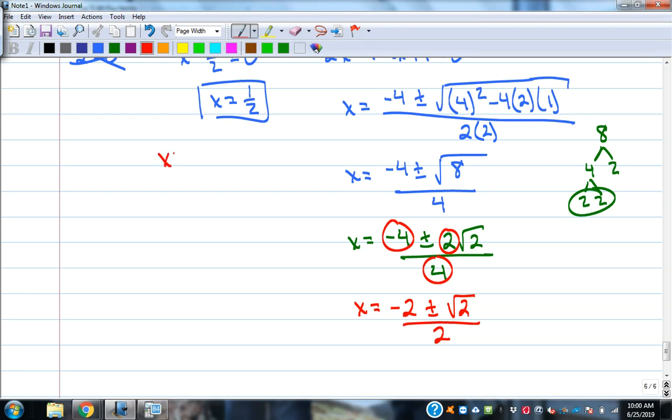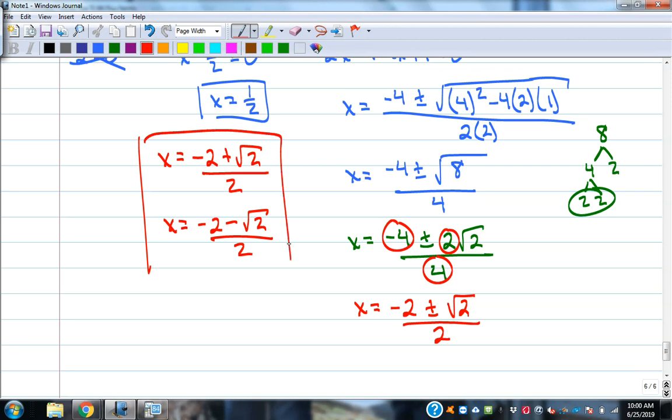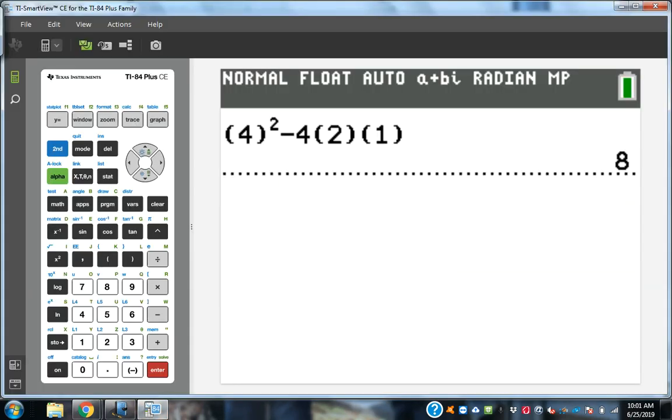So I've got 3 answers here. Negative 2 plus the square root of 2 over 2. Negative 2 minus the square root of 2 over 2. And then the 1/2 that they had at the beginning. So that's my 3 answers for the cubic or the third power equation that I started with. So using the quadratic formula to find those last 2 there is the key to that problem. All right, and we could verify that with the graph if we need to.